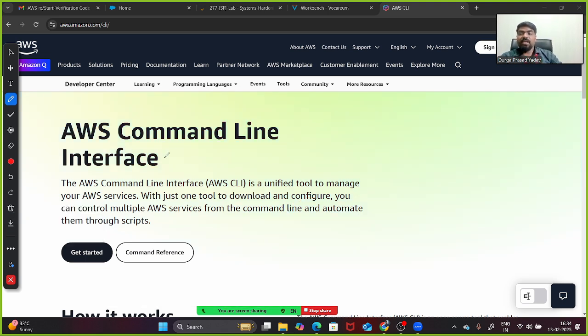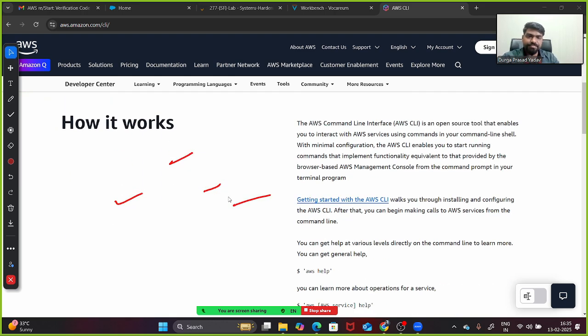So I'll just tell you a few things that you have to remember. Point number one is what exactly is CLI? CLI is the command line interface. It is a tool. By using this tool, you will be able to access AWS services and create resources. You can download it from the AWS website itself, and by using it, you will be able to run a few scripts also, which we will be seeing in the future.